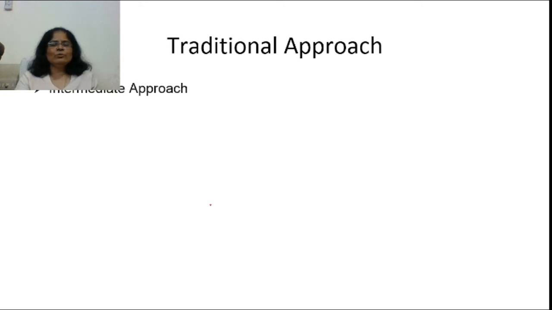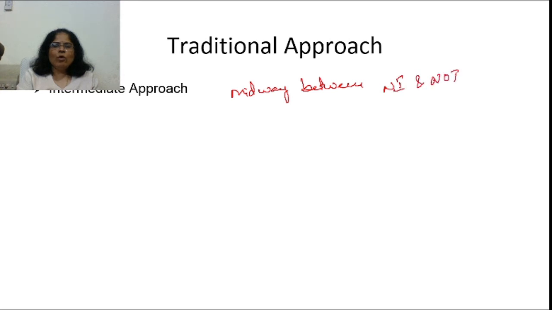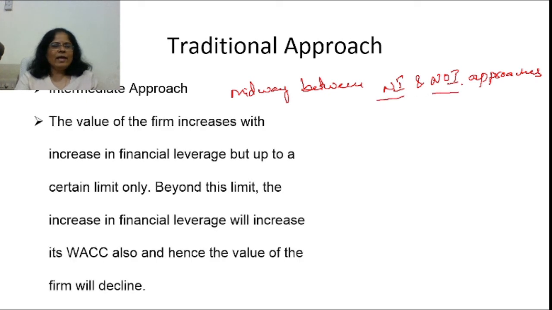What does this traditional approach talk about? It is an intermediate approach, in the sense it is midway between NI and NOI approaches. That is why it is called the intermediate approach. Of course you might have understood, a little part is NI and a further part is NOI, right? So what it says is the value of the firm increases with an increase of the leverage. This is the NI approach, but up to a certain limit. Beyond this limit, more debt will increase the weighted average cost of capital also, and hence the value of the firm will decline. This is the NOI approach. Okay?